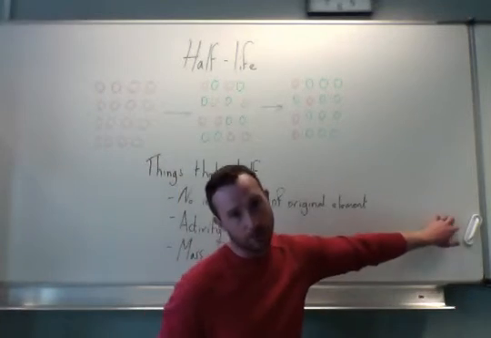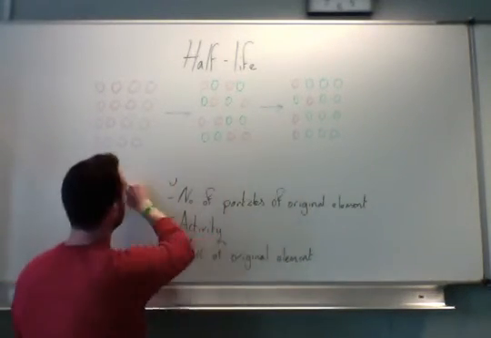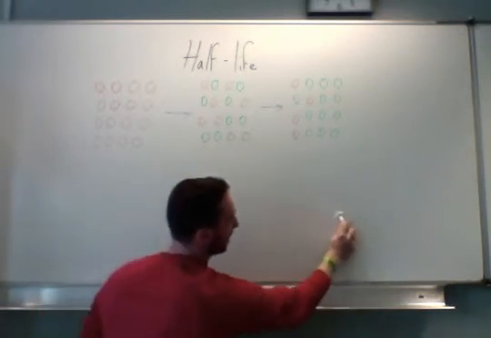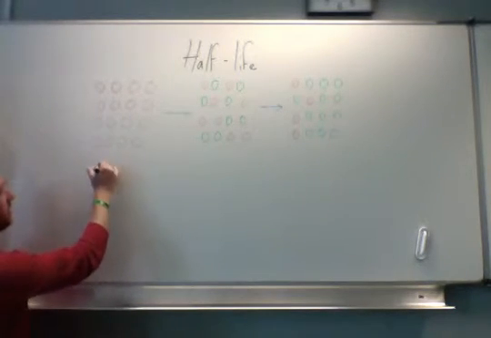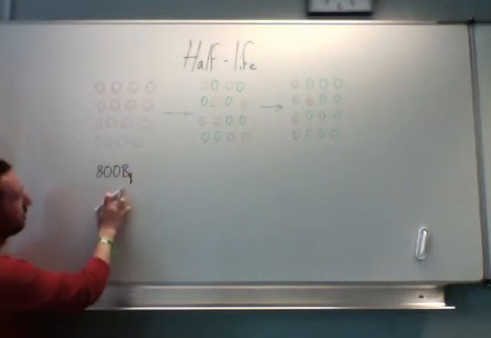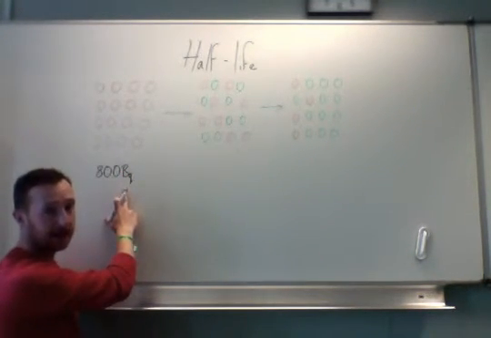So what we'll do now is we'll put some maths behind it. The great thing about half-life is that it just deals with half. So say the activity here was 800 becquerel. Becquerel is the unit of radioactivity and it means decays per second.